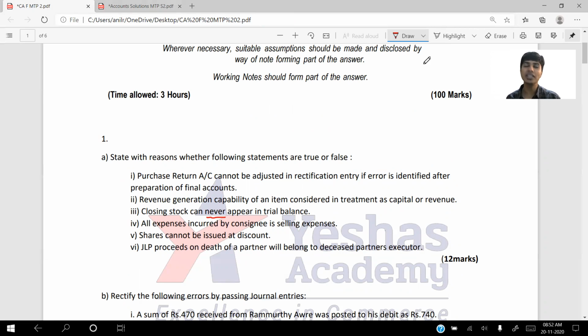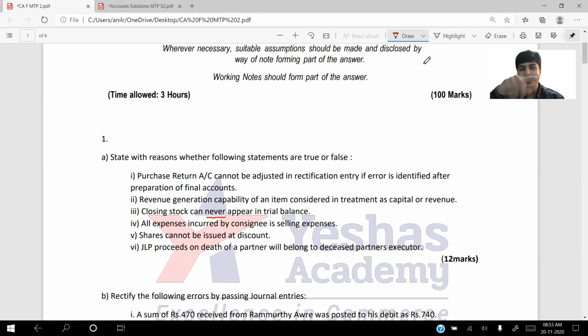Closing stock appears in the trial balance when instead of purchases in the trial balance, they end up writing adjusted purchases or cost of goods sold. I repeat, closing stock appears in the trial balance when instead of purchases, they write cost of goods sold, or they prefer writing adjusted purchases. In that case, the credit of the closing stock is adjusted, meaning the trading account item.